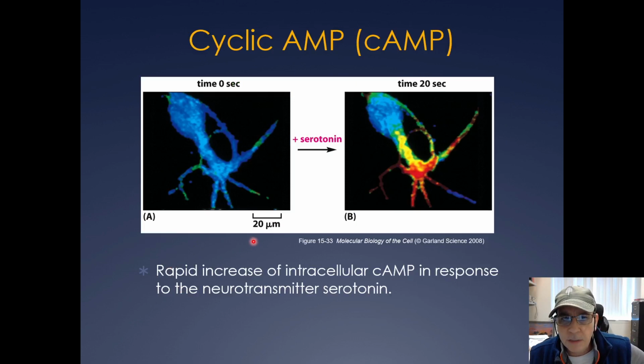And here you can see serotonin and what happens with cyclic AMP levels when you add serotonin. Here's just a nerve cell, and you put serotonin on it, and after 20 seconds the red staining here is actually cyclic AMP. So there's a rapid increase in cyclic AMP in response to the neurotransmitter serotonin.